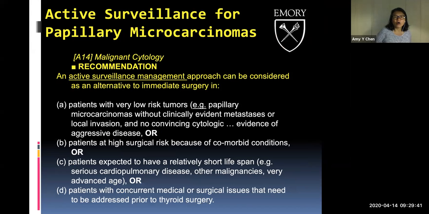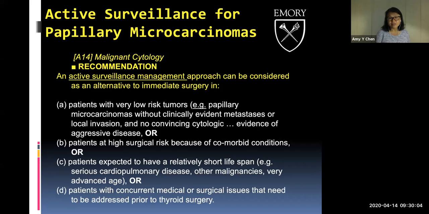So one new thing that I think is important to talk about is active surveillance. There was never any discussion of active surveillance when I was in training or fellowship. And until a few years ago, there really was not much talk about active surveillance. And what does this mean? It means that you know that a patient has biopsy-proven thyroid cancer and you're not going to operate on it.